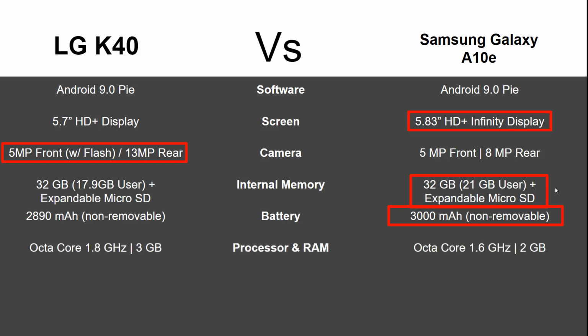In terms of processor and RAM, they're both going to have an octa-core processor. However, on the K40, you are getting a 1.8 gigahertz processor and 3 gigs of RAM, whereas the A10e only has 2 gigs. So processing power is going to be a lot faster on the K40, and that's definitely a big selling point for that phone.